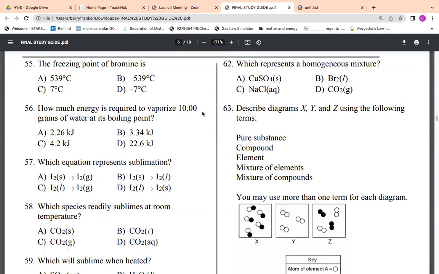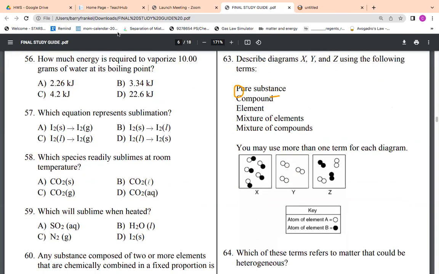All right, number 62, which represents a homogeneous mixture? A homogeneous mixture is also known as a solution. Things that are solutions are aqueous, mixed with water. So that is C. Number 63, describe diagrams X, Y, and Z.